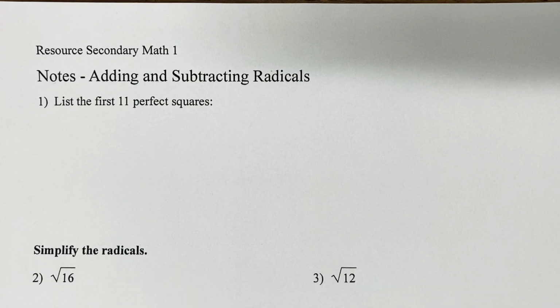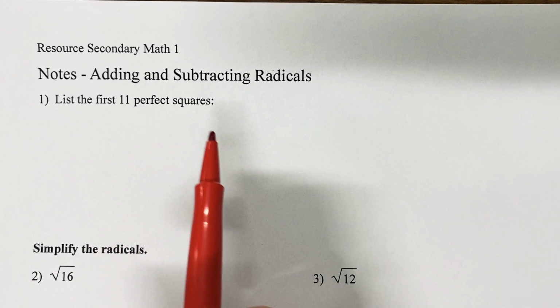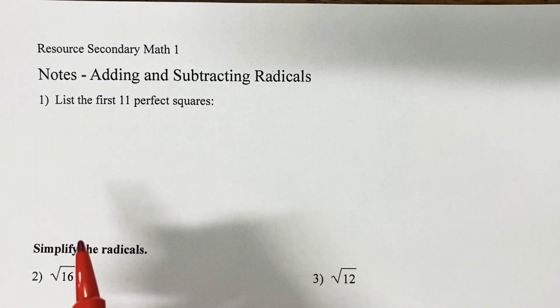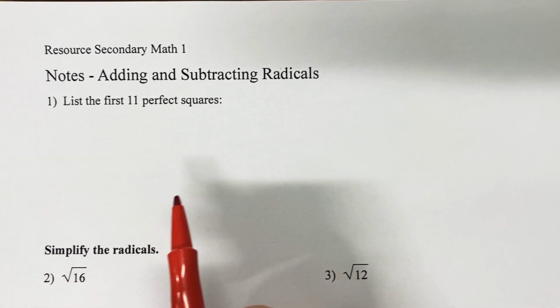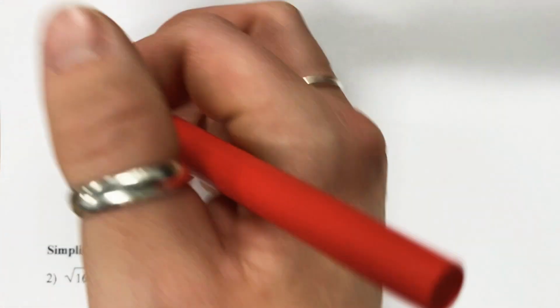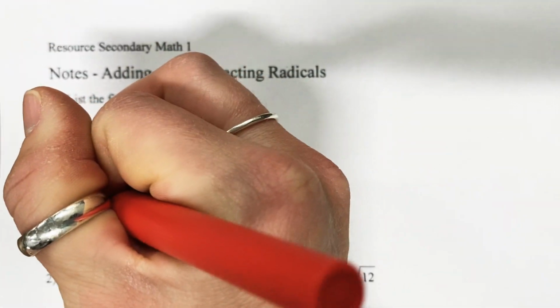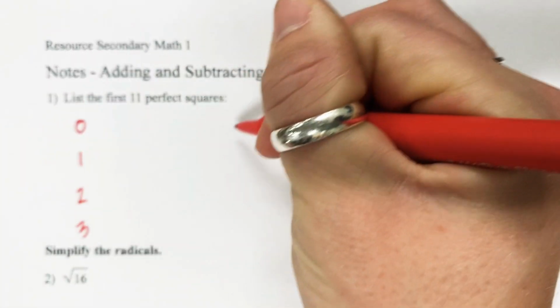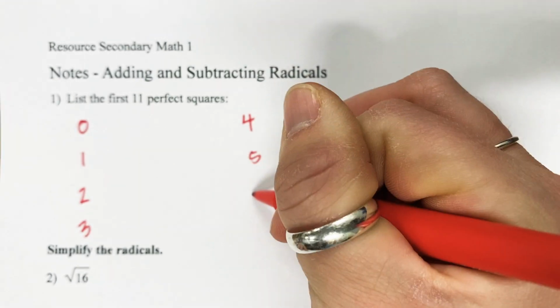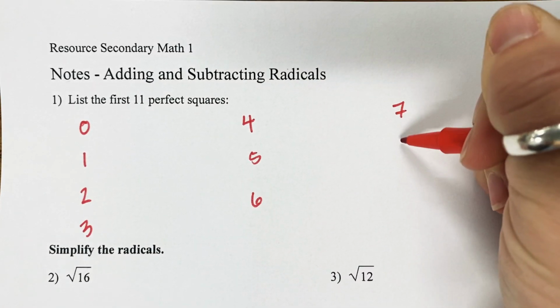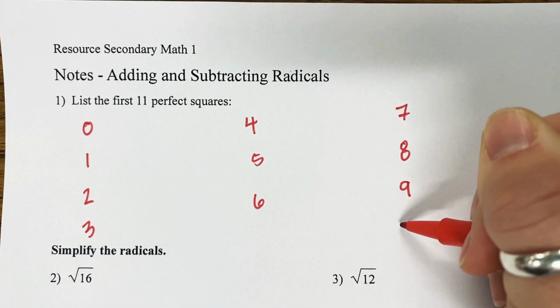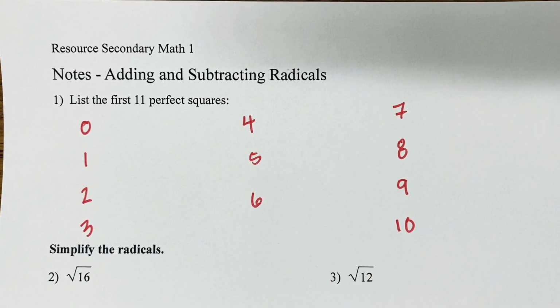So first, we are going to do what we've been doing for the last couple times. For number 1, we are going to list, just like we've done, this will be the 3rd time, but it helps, the first 11 perfect squares. So on your paper, let's make a list from 0 to 10, just like we've been doing.